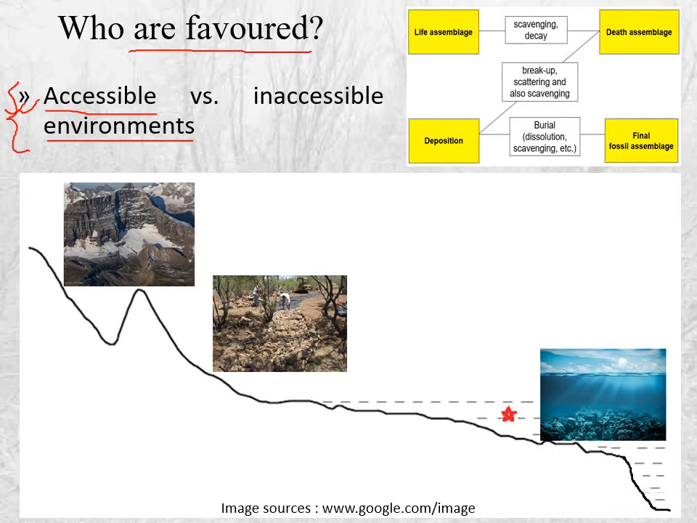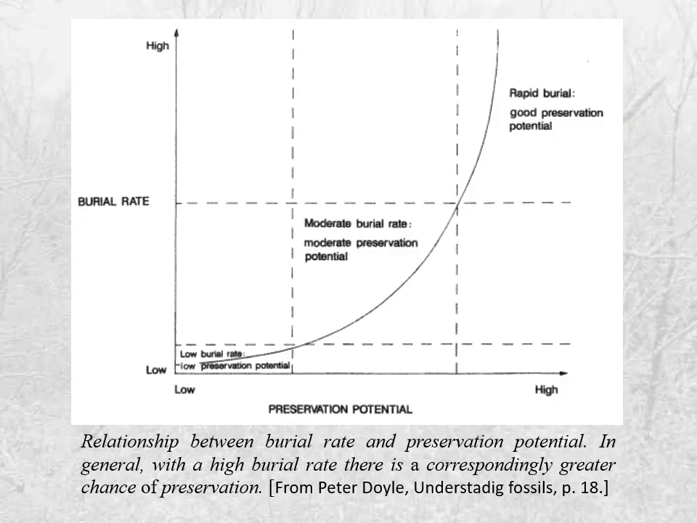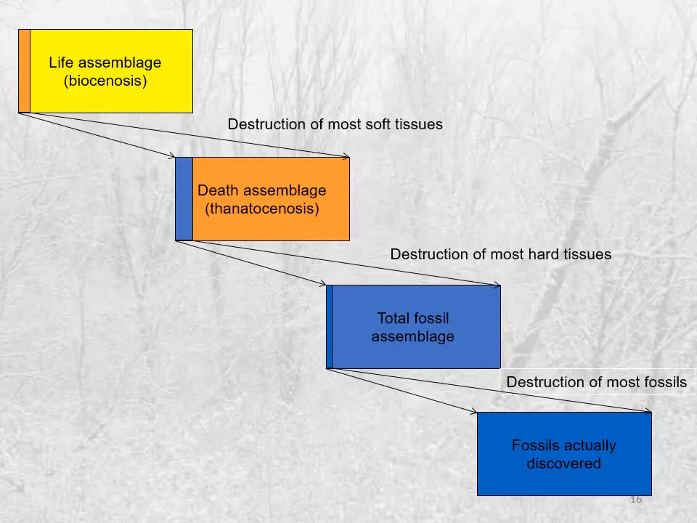Now if we try to draw a binary plot between the burial rate, that is the sedimentation rate, and the preservation potential, you can see that if we continuously increase the burial rate, the preservation potential readily increases. So the higher the values of burial rate along the axis, the higher the preservation potential of an organism will be.